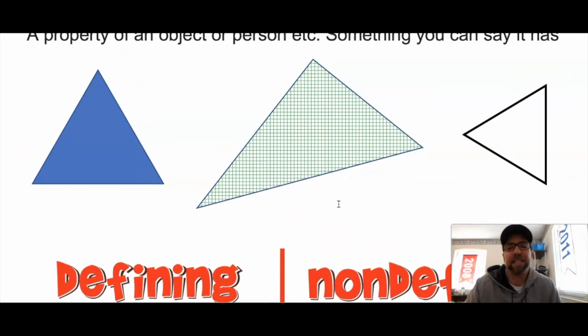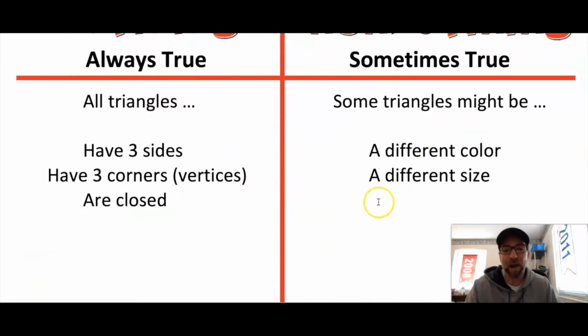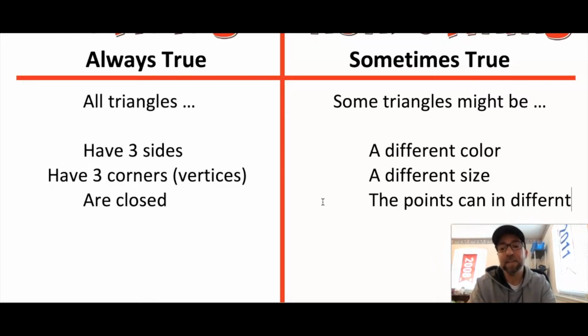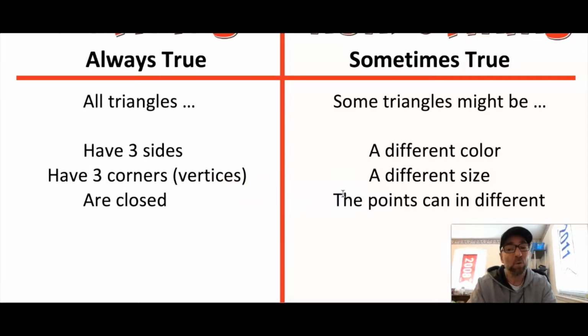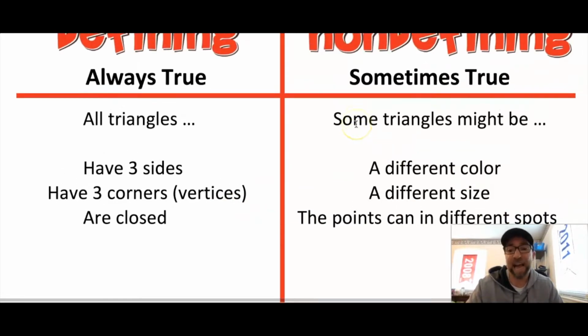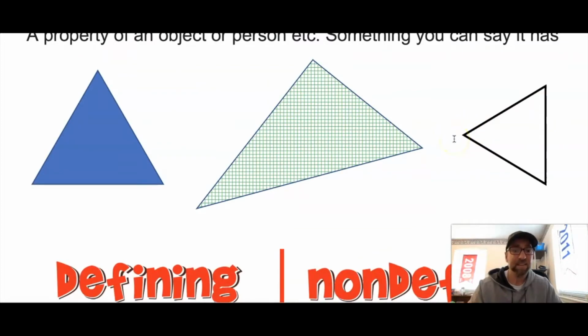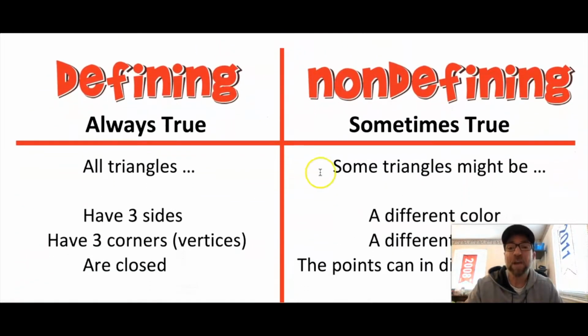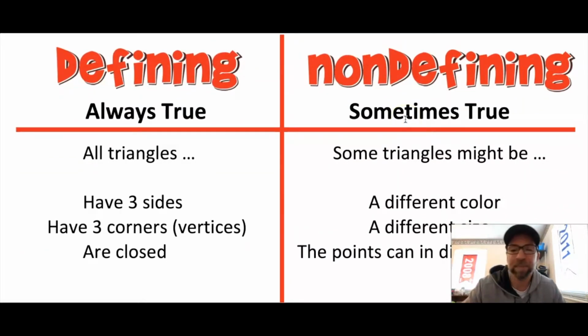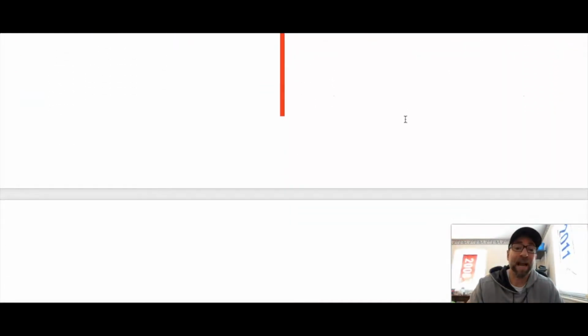There's one other thing I noticed that's different. Look at the points on my triangle. My points can point in different ways. So another non-defining attribute is that the points can be in different spots. We don't always have to have a triangle that looks exactly the same. The points can go to the top. The point can go to the side. The point can go on a diagonal. A triangle can look different. And those are the non-defining attributes.